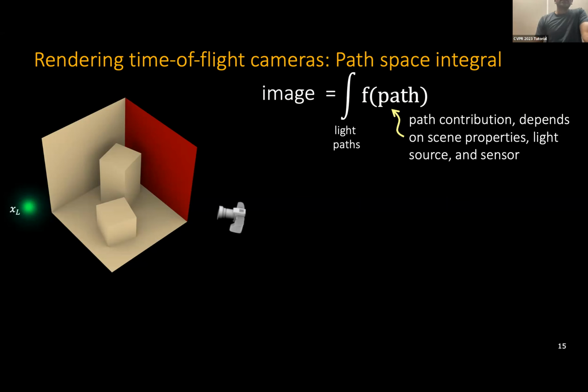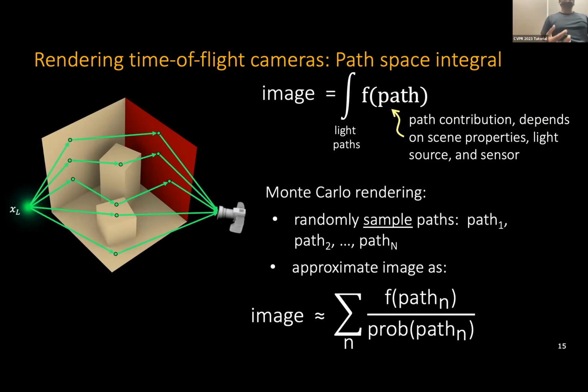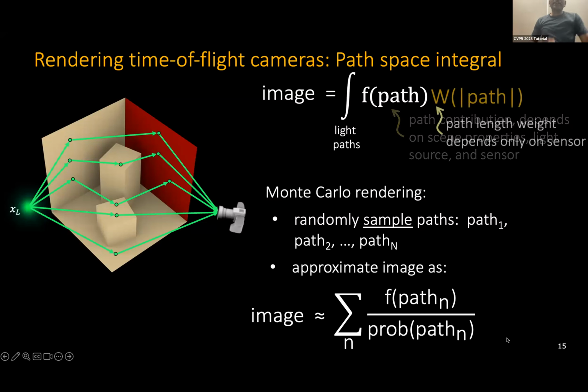Before that, just to recollect, we solved the path space integral with Monte Carlo rendering by randomly sampling the light paths, either using light tracing or path tracing or bidirectional path tracing. And we approximate the image with this summation. Sample random paths, take the ratio of path contribution to the probability of the path, do that for many, many paths, and take the average, and that gives you the image.